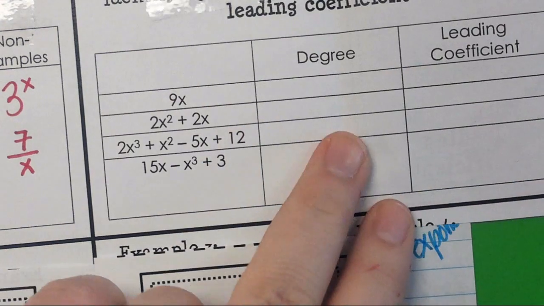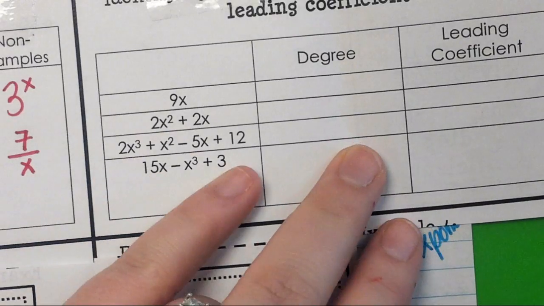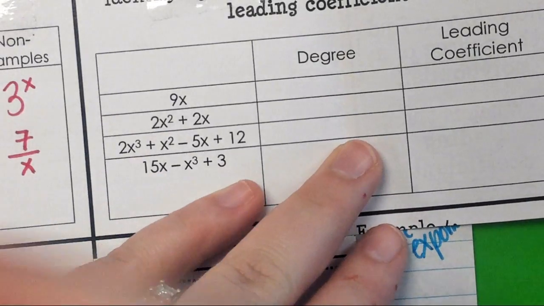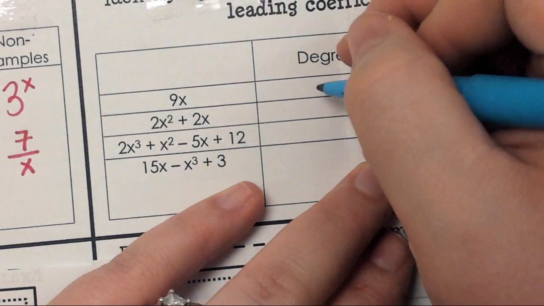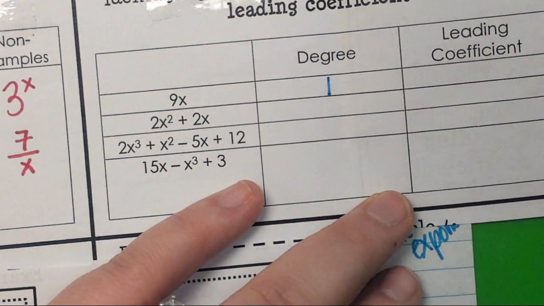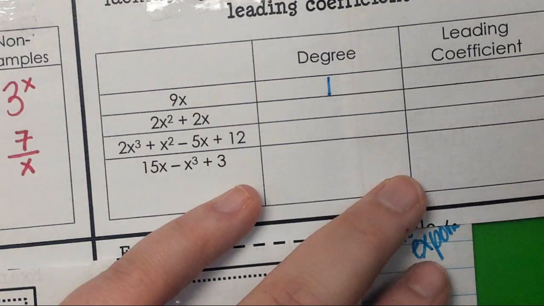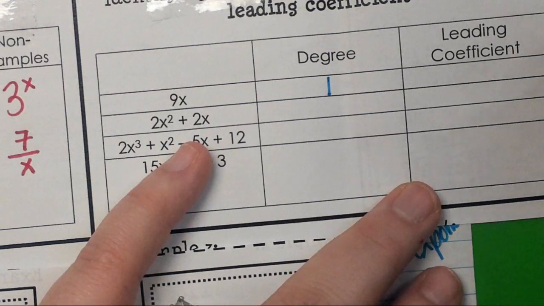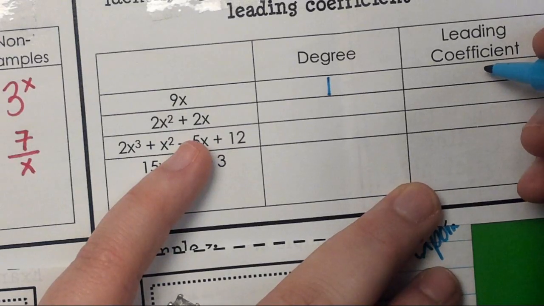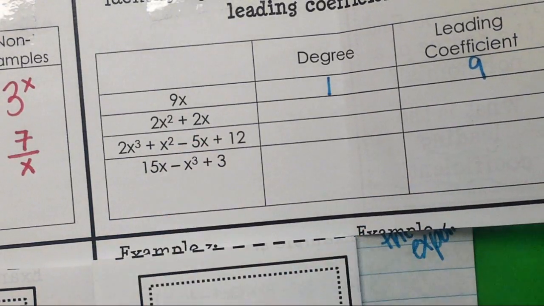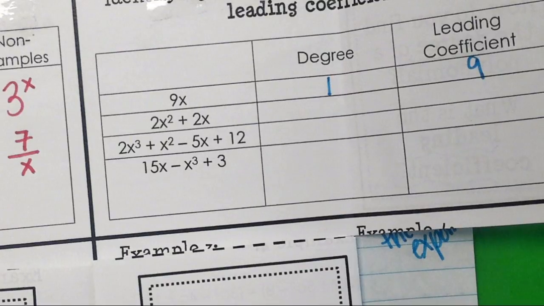Okay, so let's look inside. The first example is 9x. What is the degree? How many terms was that? So what would we call 9x? What kind of polynomial is that? What is the leading coefficient? I heard it. Be proud. It is 9. The next example is what kind of polynomial?